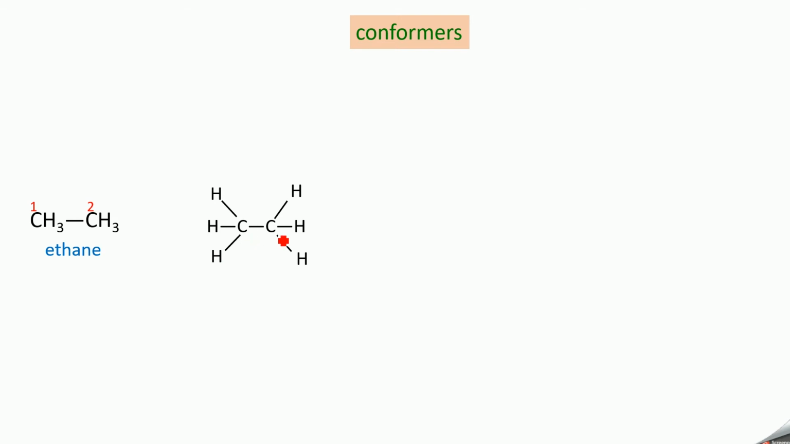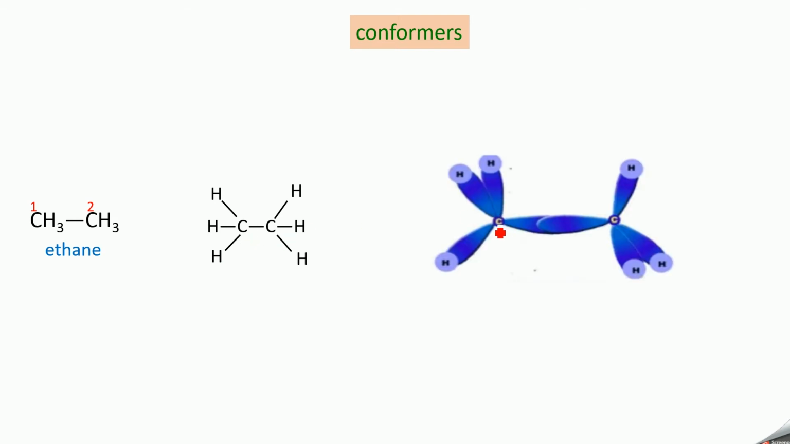Now what is the hybridization of these carbons? The carbon of this CH3 group is sp3 hybridized and it will form 4 sp3 hybrid orbitals. Out of 4, 3 of them are used for forming bonds with 3 hydrogen and 1 will be used to form a bond with the carbon of the other CH3. This carbon also undergoes sp3 hybridization to form 4 sp3 hybrid orbitals. Out of 4, 3 of them are used for forming bonds with hydrogen and 1 will be used to form a bond with this carbon. So the sp3 hybrid orbitals of these 2 carbons undergo head-on overlap to form a sigma bond.